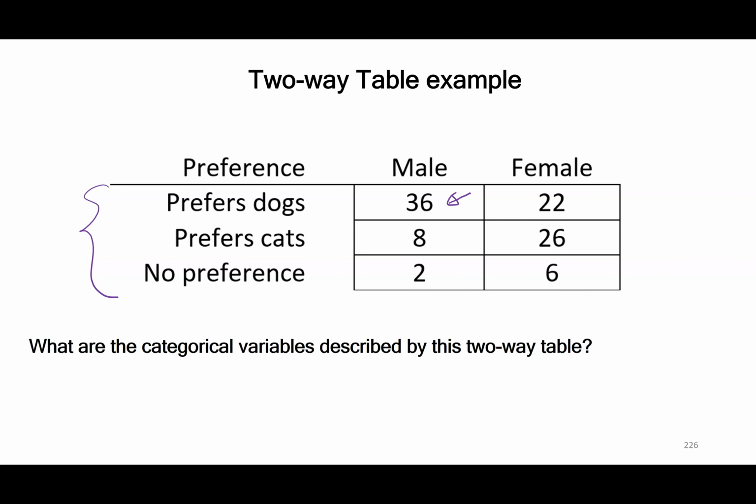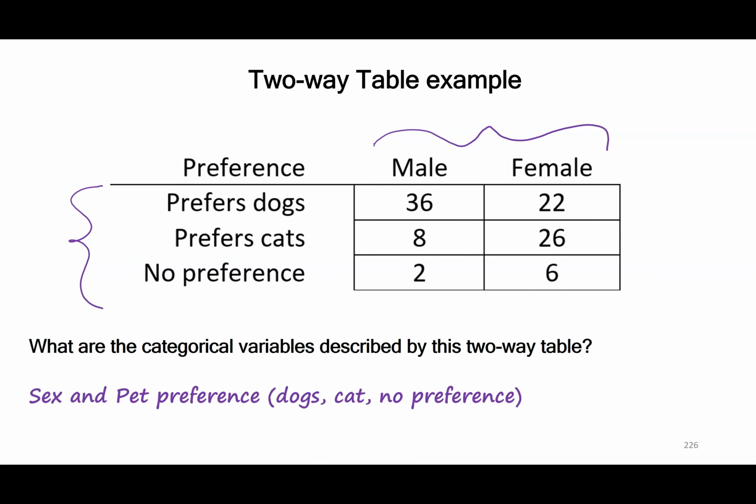So what are the categorical variables? We have the categories of sex as columns. We have the categories of pet preference as rows. So sex and pet preference. And for me, I usually will try to write what the categories are. So here there's just the 2 categories for sex, and then for pet preference there were 3 categories: dogs, cats, no preference.